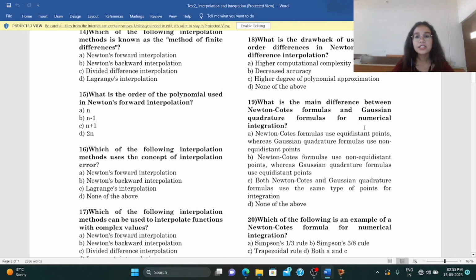Question 19. What is the main difference between Newton-Cotes formula and Gaussian quadrature formula for numerical integration? Option A. Newton-Cotes formula uses equidistant points, whereas Gaussian quadrature formula uses non-equidistant points. B. Newton-Cotes formula uses non-equidistant points, whereas Gaussian quadrature formula uses equidistant points. Option C. Both use the same type of points for interpolation. And the last option, none of them. So the answer is A. Newton-Cotes formula uses equidistant points, whereas Gaussian quadrature formula uses non-equidistant points.